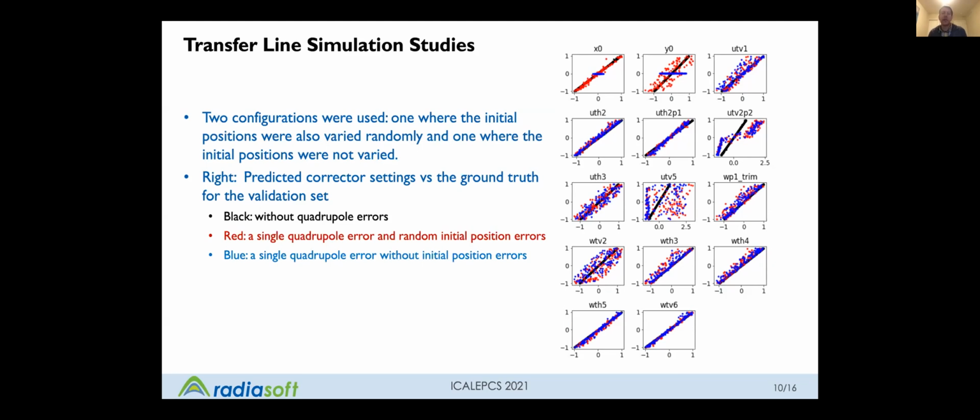The right-hand plot shows a single quadrupole error. We picked one of the quadrupoles in the middle of the beam line and had an error in it, and then compared the predicted corrector settings versus the ground truth corrector settings for the three different cases.